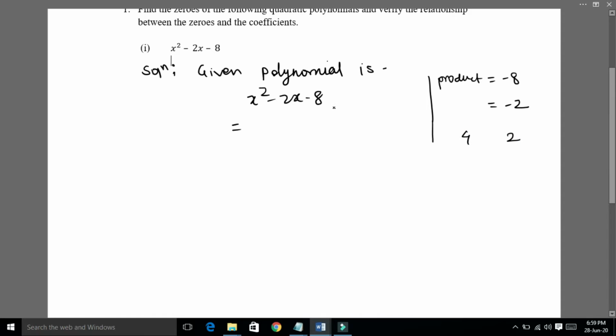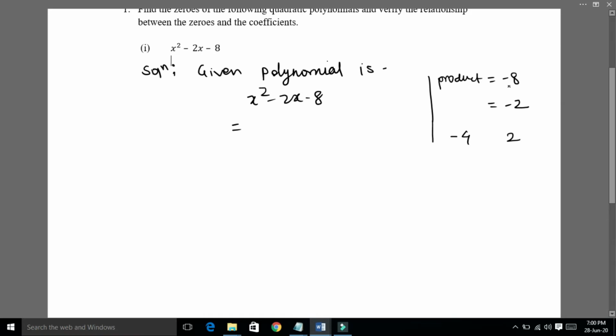So since the product term is negative, obviously one of the terms is negative and one of the terms is positive, then only it is possible that we get negative term. Now we look at the middle term. In the middle term it is having sign minus, so always assign middle term sign to the biggest number. So here 4 is the biggest number, we assign minus sign, and other number must be positive because product is negative. Now we check for both the conditions.